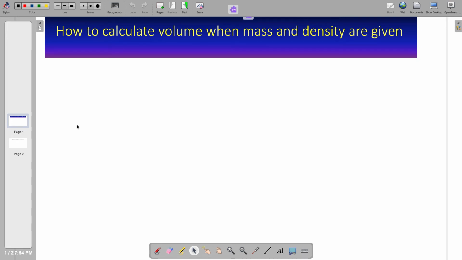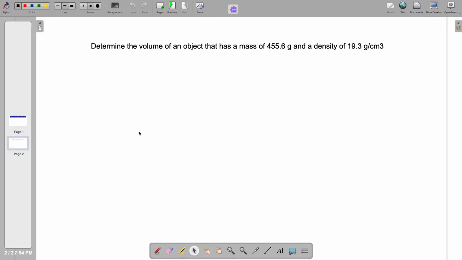In this lesson, we want to calculate the volume of an object when the mass and density of the object are known. Let's go ahead and read the problem. Determine the volume of an object that has a mass of 455.6 grams and a density of 19.3 grams per cubic centimeter.